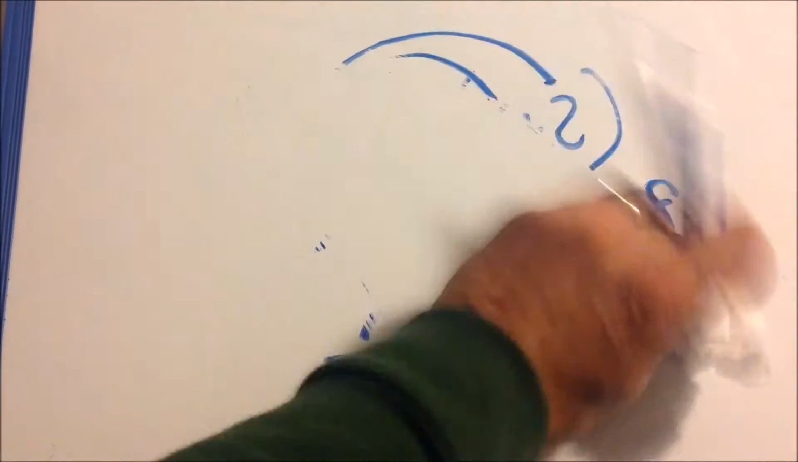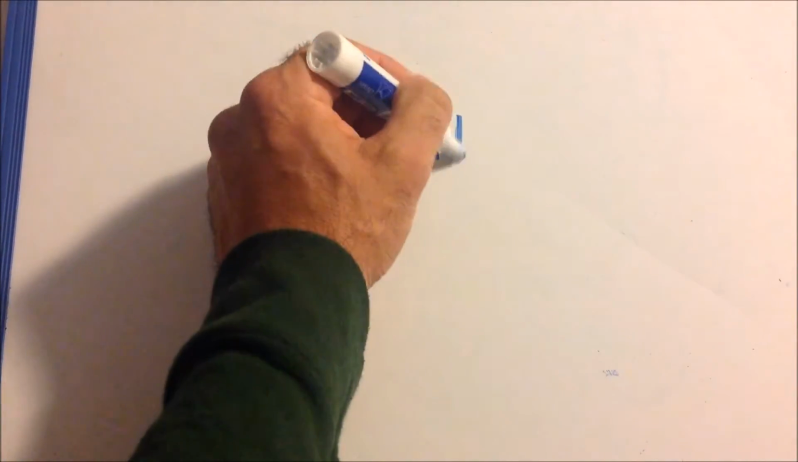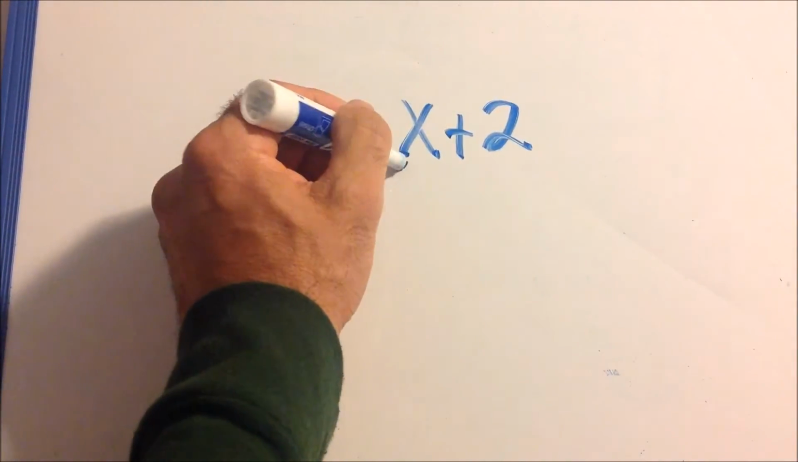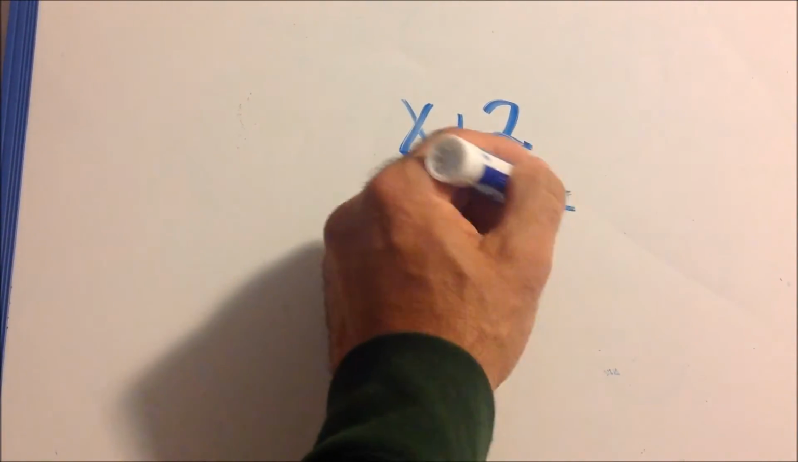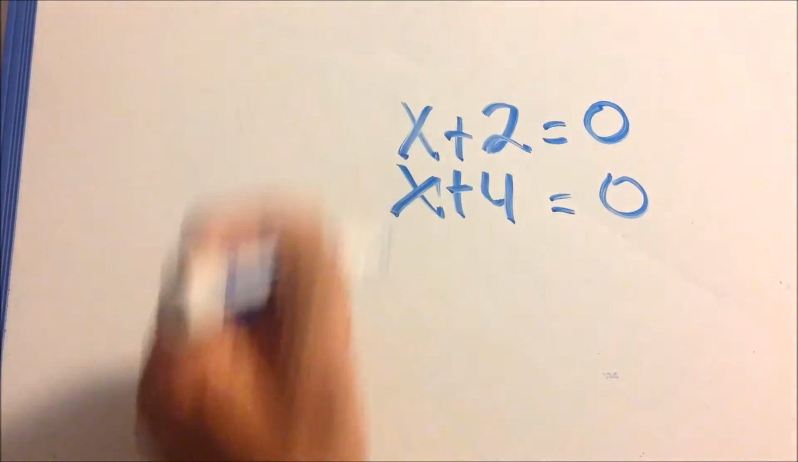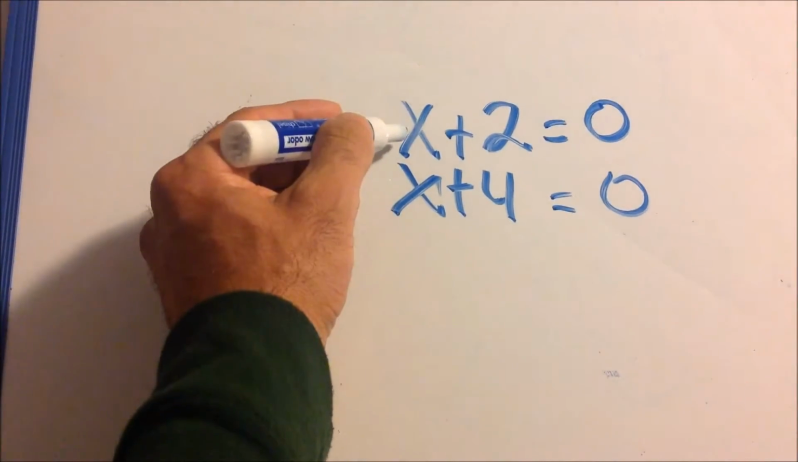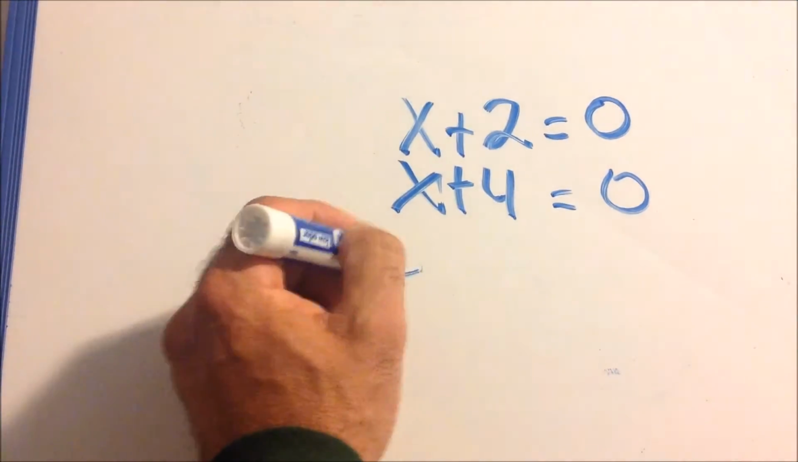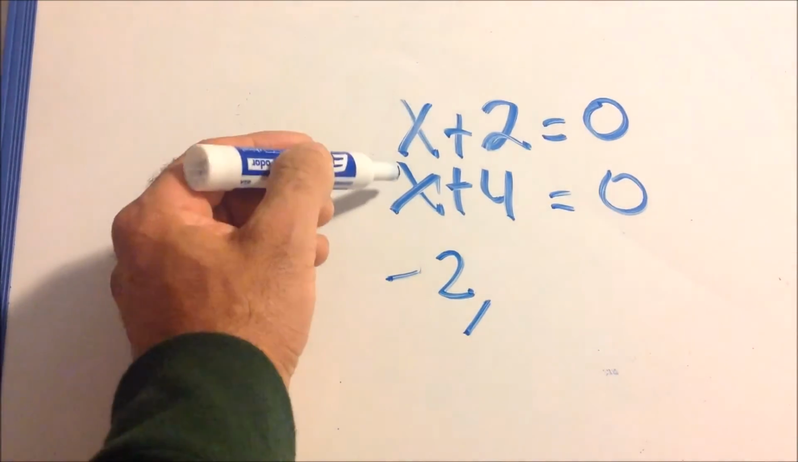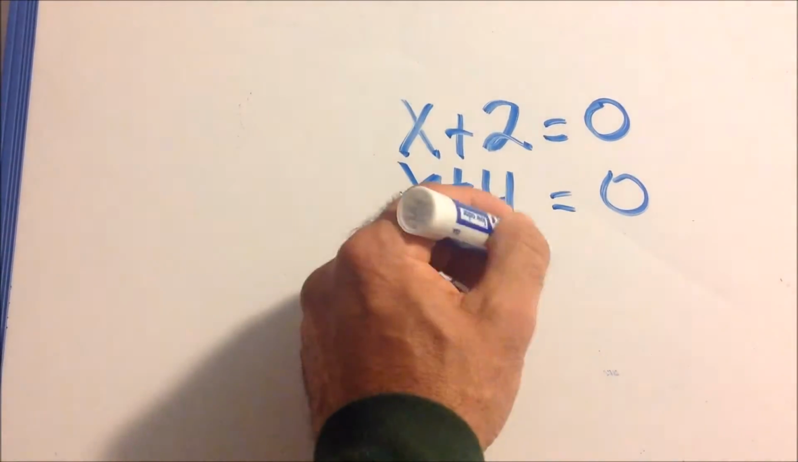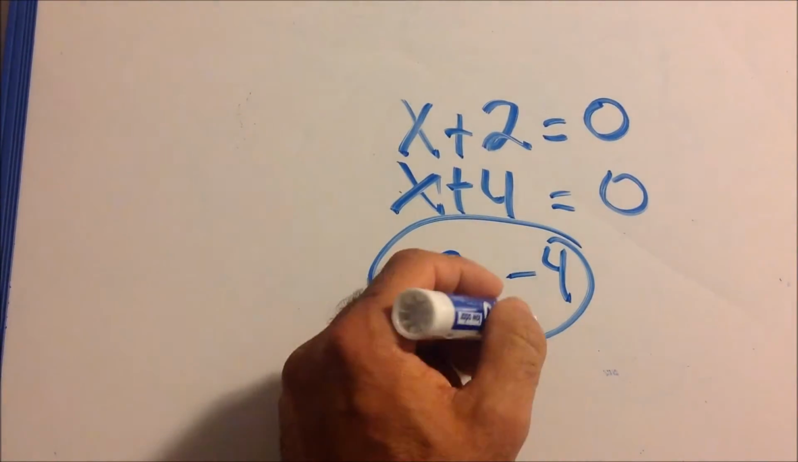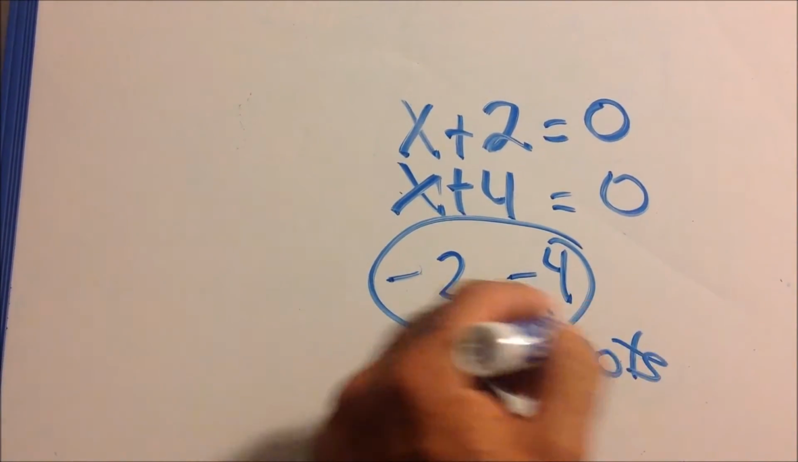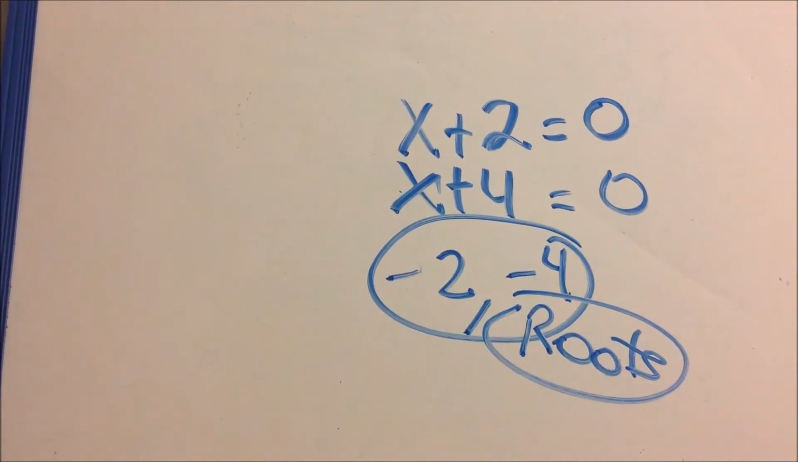Okay, so what do we do with that? We're going to set them both to 0. So we have x plus 2, or x plus 4, same thing. Look at x plus 4 first. So x plus 4 equals 0 and x plus 2 equals 0. We can see that negative 2 plus 2 is 0, so our first answer would be negative 2. And negative 4 plus 4 is 0. So this is our solution, negative 2 and negative 4. These are our roots, which we talked about in the last video.